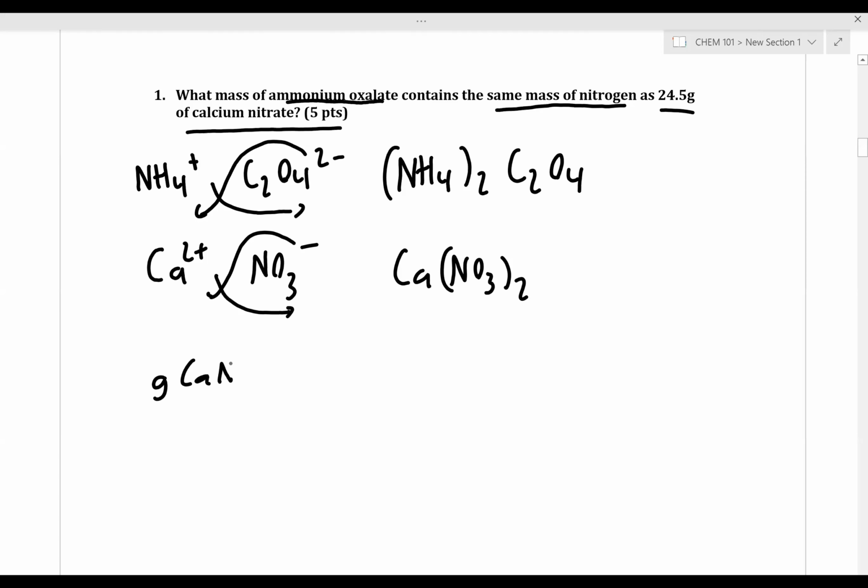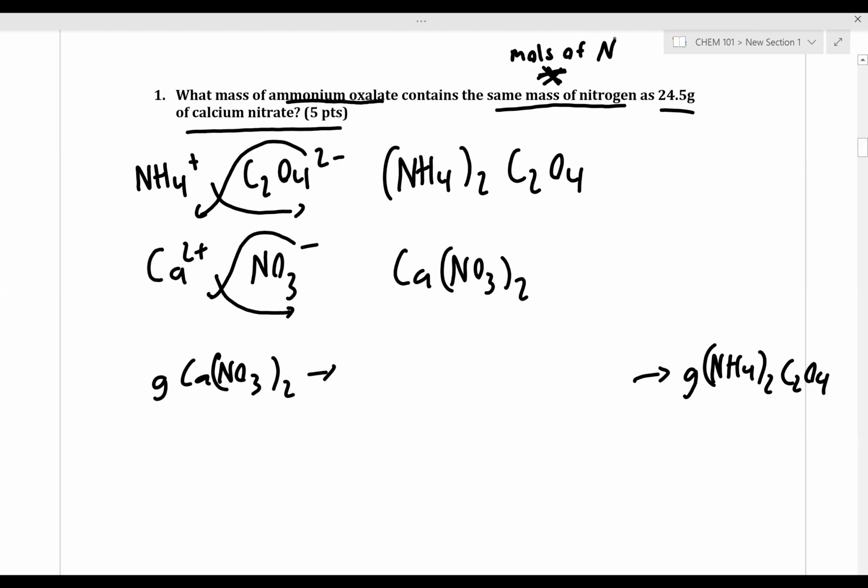Okay, so we're going from grams of calcium nitrate, and our end goal after this unit conversion is to report the grams of ammonium oxalate. Now, our central relationship is the mass of nitrogen. If they have the same mass of nitrogen, you can also say that they have the same moles of nitrogen, right? Because a mass ratio and a mole ratio for the same element are equivalent. So our center connector is going to be moles of nitrogen.